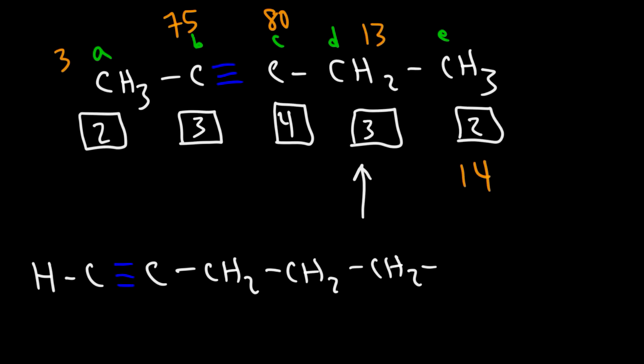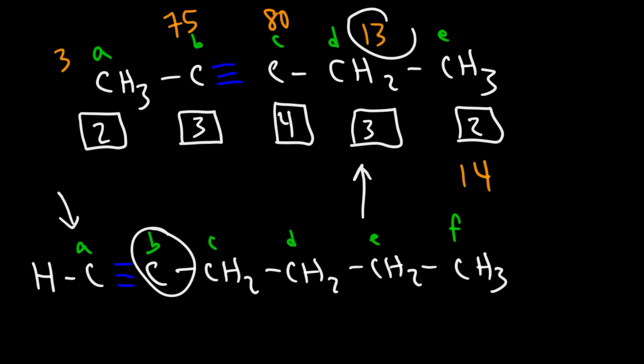So here we have 1-hexene. Let's call this carbon A, B, C, D, E, and F. So which one is going to have the higher chemical shift, A or B? The carbon atom that is in the middle of the chain usually has the higher chemical shift than the one at the end. There are some exceptions though, as in the case of that one.